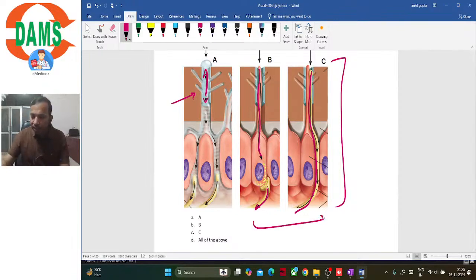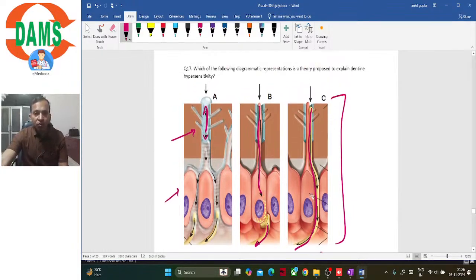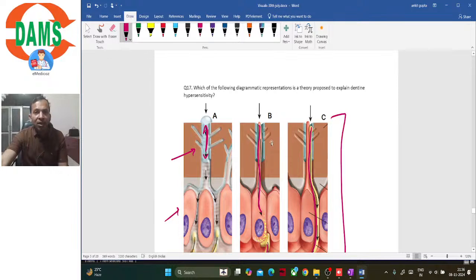Both of these, that is transduction and direct nerve conduction theories, are rejected. The hydrodynamic theory is accepted, but the question is not which one is accepted and which is rejected. It is which of these represent a theory that has been proposed to explain dentine hypersensitivity.